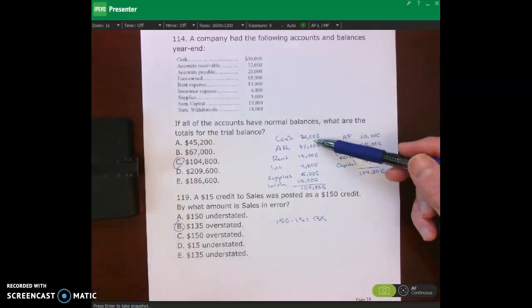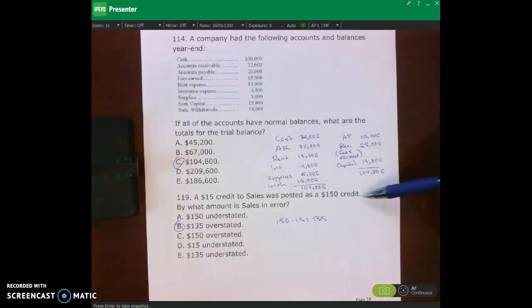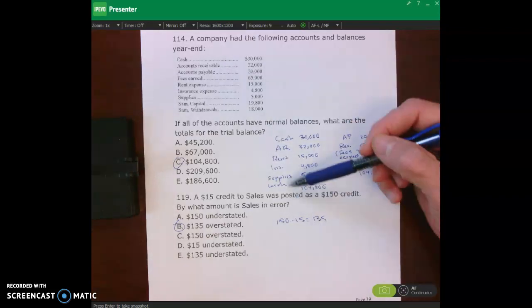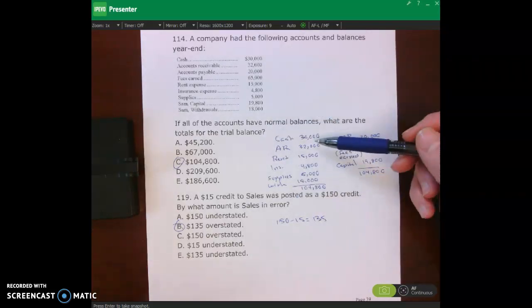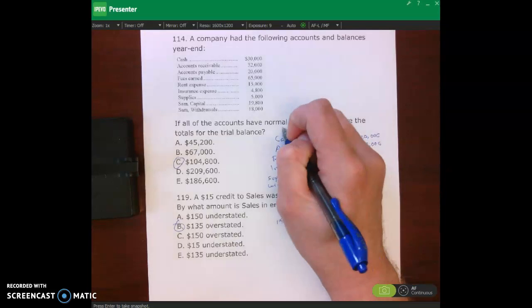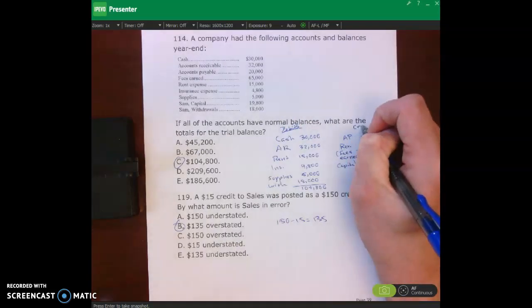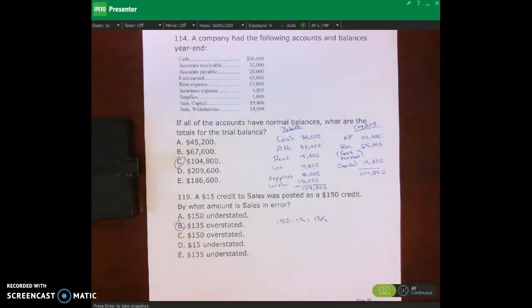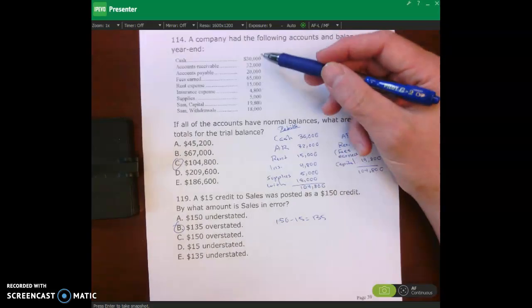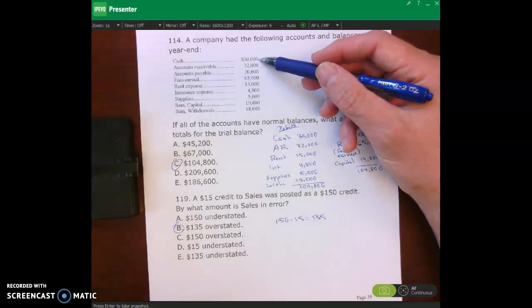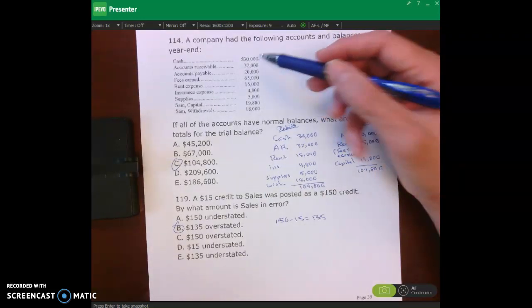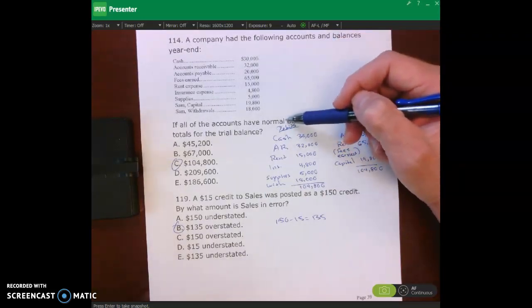So I didn't follow the exact format here for the trial balance just because I didn't have enough room. So what I did is I listed all the accounts that would have a normal debit balance over here. So I say debits and I say credits. That's the way I did it. Okay. So how do I know cash has a debit balance? Well, cash is an asset. So it should normally have a debit balance. That's what this is telling you.